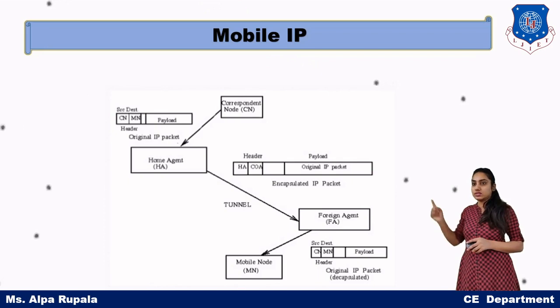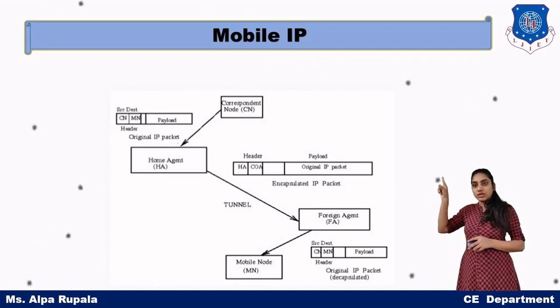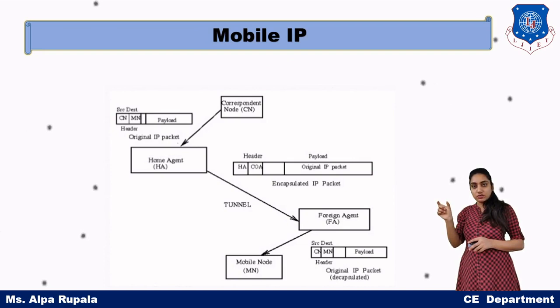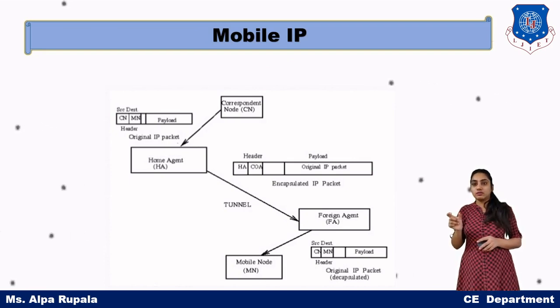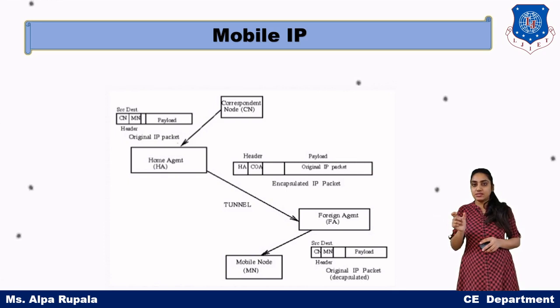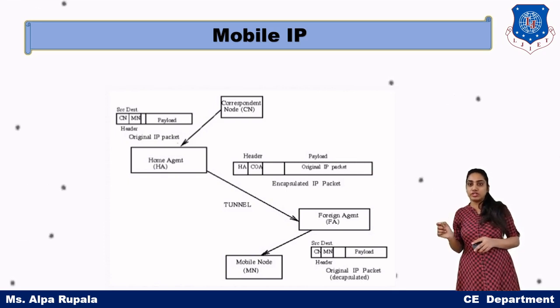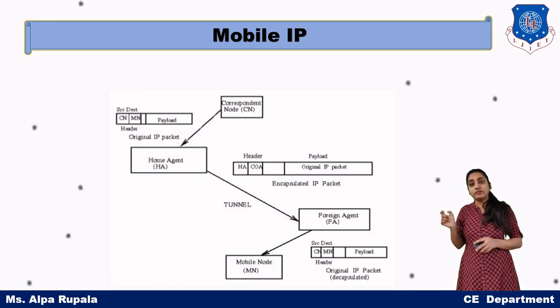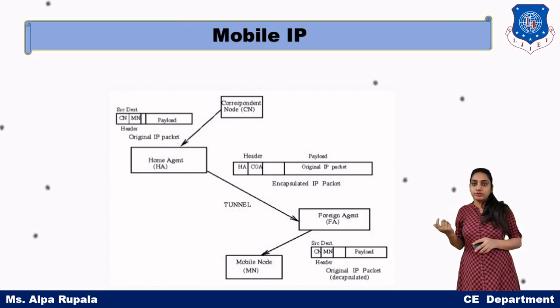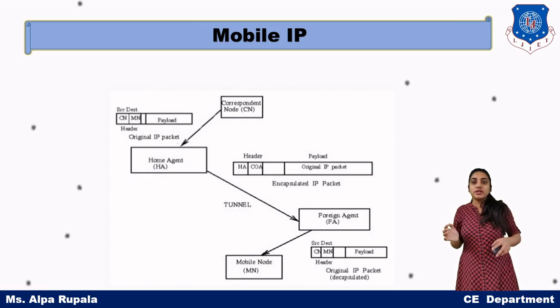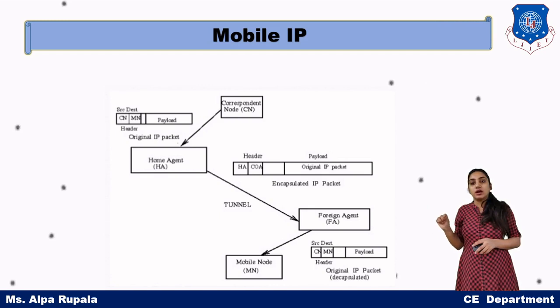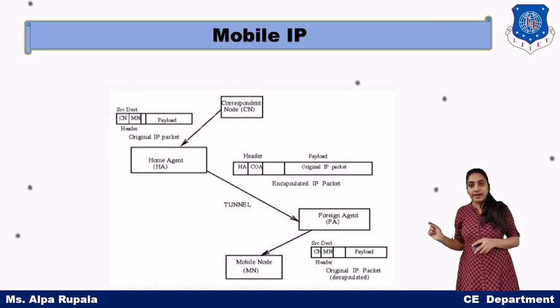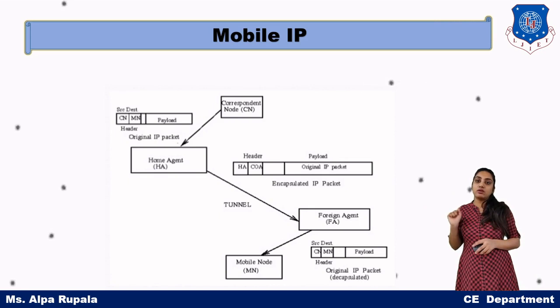In the tunneling process, we can see the correspondence node. It has the payload, whatever data it wants to send. In the header, the source is server X and the destination is the home agent IP address, or home address. The data will be given to the home agent, and according to the identification in the routing table there will be a care of address. Now the whole data will be combined and a next header will be added. In that header, the source will be the home agent address and the destination will be the care of address.